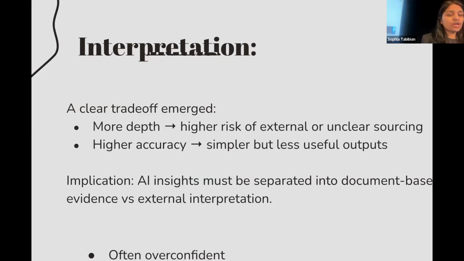Overall, there was a key trade-off that emerged. When there was more depth, there was a higher risk of external or unclear sourcing. And when there was higher accuracy, it was simpler, but the outputs were a lot less helpful. The overall implication is that AI insights must be separated into document-based evidence and external interpretation, because you need to know the difference between what comes from the outside and what comes from the document itself.